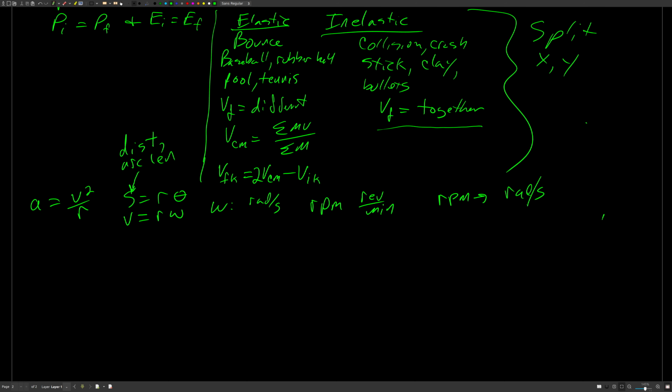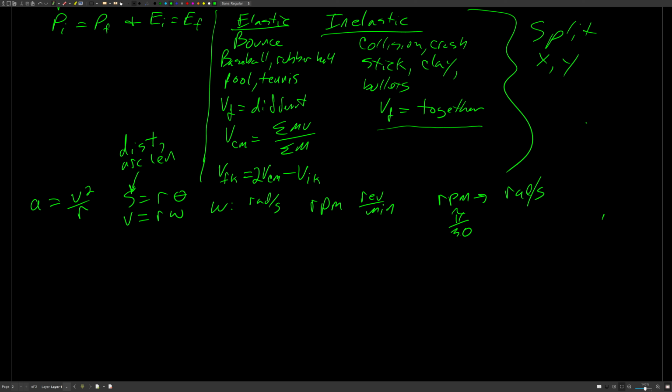I would say it's more radians, so it would multiply by 2 pi. And then there's 60 seconds per minute, but it's actually less because we're going to seconds, so I would divide by 60, and therefore it's actually going to be pi over 30.